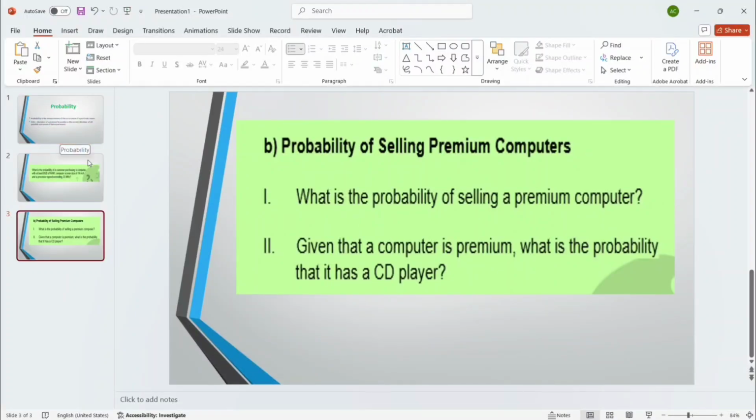On the basis of that, we complete our probability section. Now in my next class, I will talk about joint probability. That's it. Thank you.